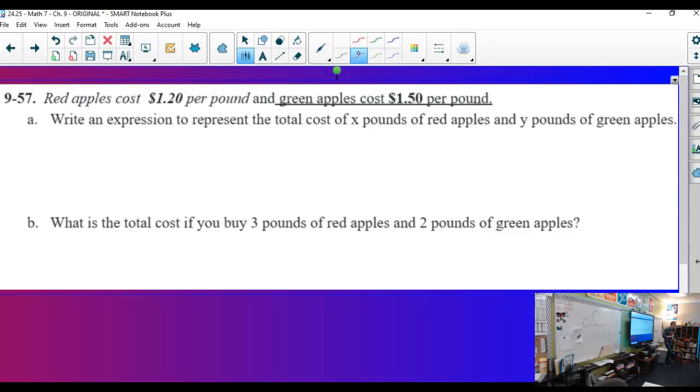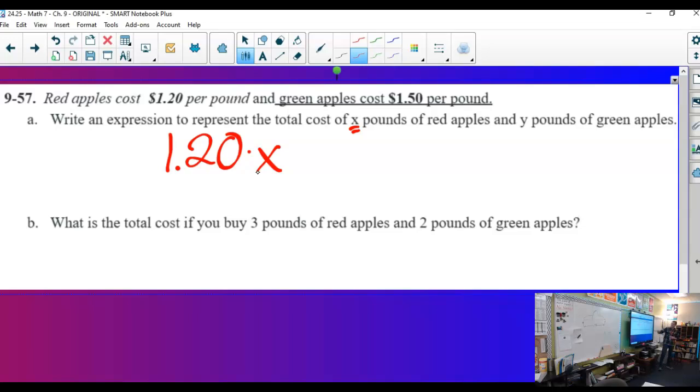So this is where you could, I don't care if you actually use X and Y. That's the CPM direction, so I leave those there because if you go to get homework help, it's going to use those directions. But if you wanted to use your own variables that you think make sense, $1.20 for every pound of red apples. So you could use R for red apples if you want, but they ask us to use X. So we're going to say times however many pounds I buy is what that expense is going to be.